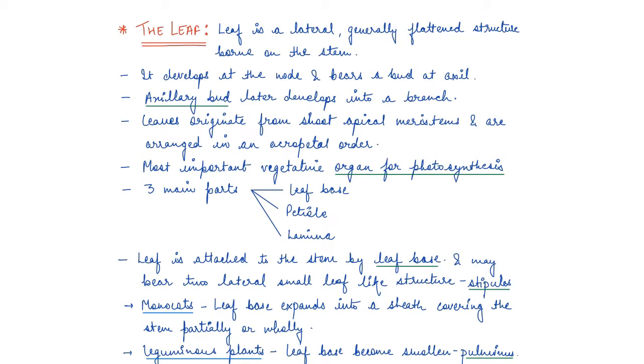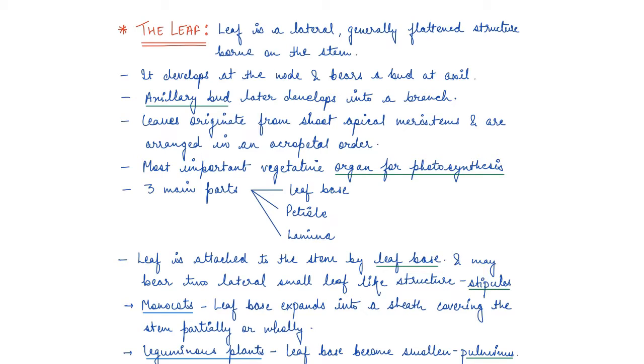So we are at chapter 5 of NCERT Class 11th, and in the previous videos of this chapter we have already covered the root and the stem, right? So I hope you would have watched both the videos. If not, I would request you to go through them as well. So today we are going to start with the leaf.